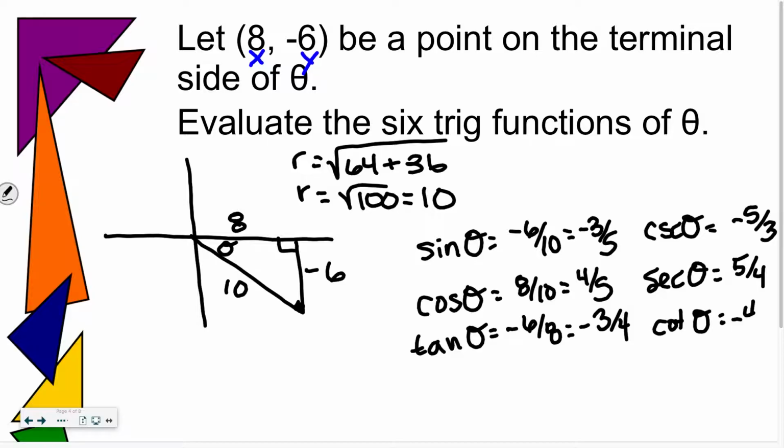And if I've already reduced my fractions, I can just flip the reduced version. So I'm going to get negative 5/3, 5/4, and negative 4/3. Notice that partners who are reciprocals, like sine and cosecant, they're both negative. So when you flip it, you don't change the sign. Cosine and secant are both positive. Tangent and cotangent are both negative.